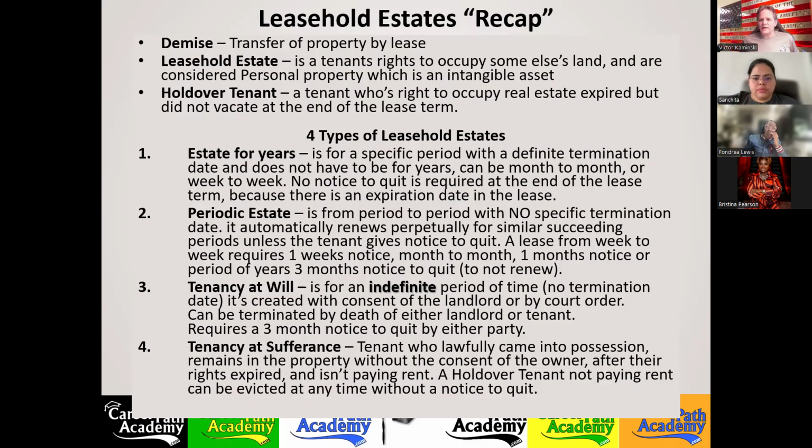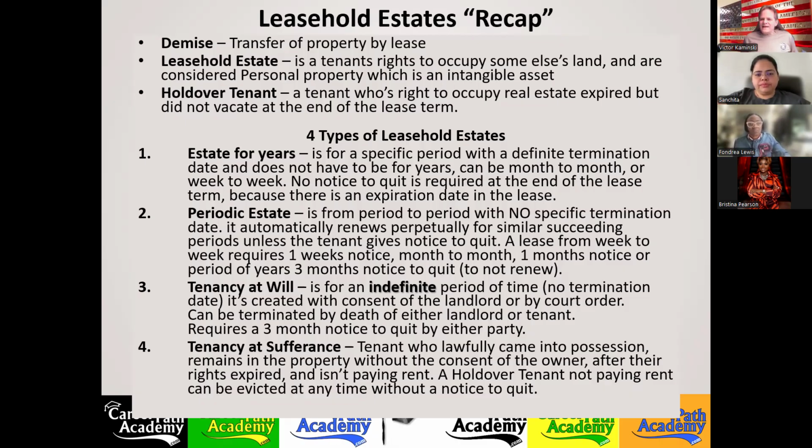Periodic estate, on the other hand, automatically renews. So one of the parties needs to give notice to terminate, to quit. Otherwise, it will automatically renew for the same amount of time it was written for. How much notice is required? Well, it depends on the lease term. If it was for 1 week, 1 week; 1 month, 1 month; period of years, 3 months notice.